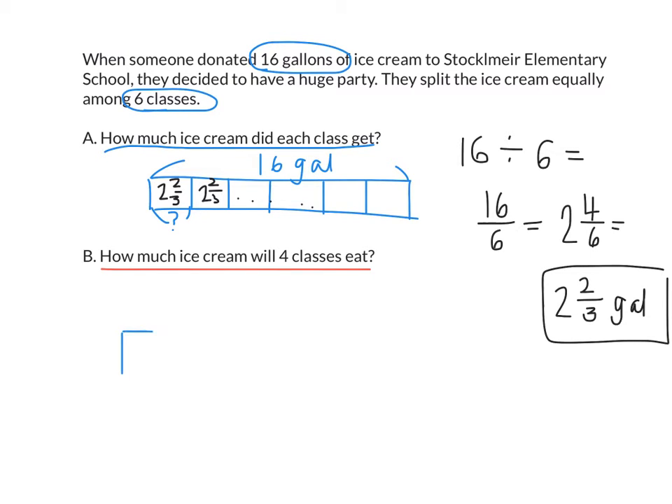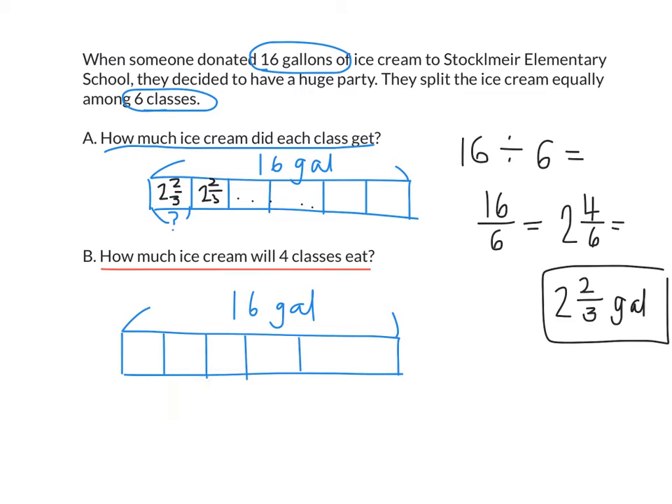So then the next question is asking, how much ice cream will 4 classes eat? Okay, well, how could we draw a tape diagram to represent that? We still know that all together we have 16 gallons, and it's been shared by 6 groups. But this time we want to know how much is being eaten by 4 classes, not 1 class. Based on the information that we did in part A, we know that each class is getting 2 and 2/3, 2 and 2/3, etc. So how can I figure out how much 4 classes are eating?